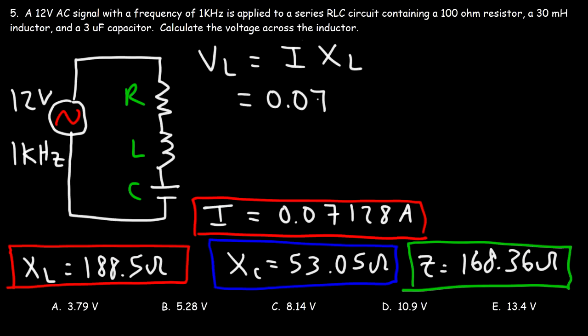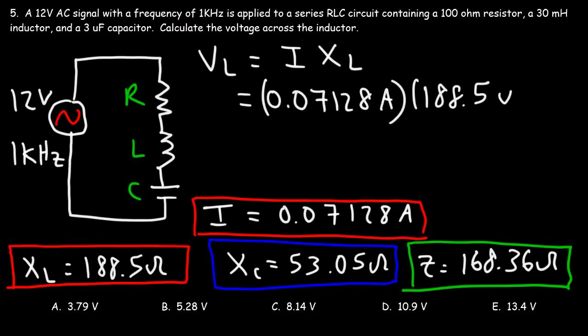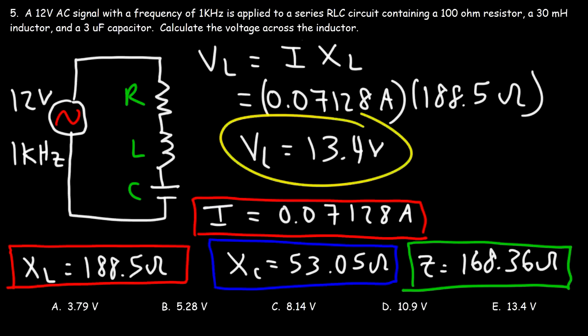So it's going to be 0.07128 amps times the inductive reactance of 188.5 ohms. So the answer is about 13.4 volts. So answer choice E is the right answer. Notice that the voltage across the inductor exceeds the AC source, or the voltage of the AC signal at the input. And this is completely possible when you're dealing with series RLC circuits. So that's it for this problem.